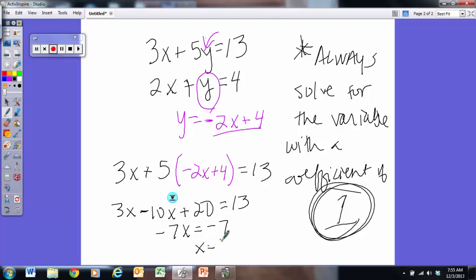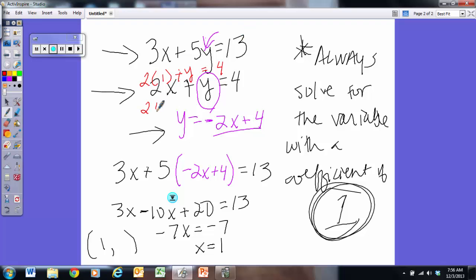X equals 1. But remember, I need a coordinate. All I have is the x value. I have to go back and find the y value. It doesn't matter where you plug this 1 in. You could plug it in here, or here, or here. To get the right answer, they all work. So I'll plug it in to this equation right here. So I'm going to go 2 times 1 plus y equals 4. 2 times 1 is 2 plus y equals 4. Minus 2 from both sides, and y equals 2.